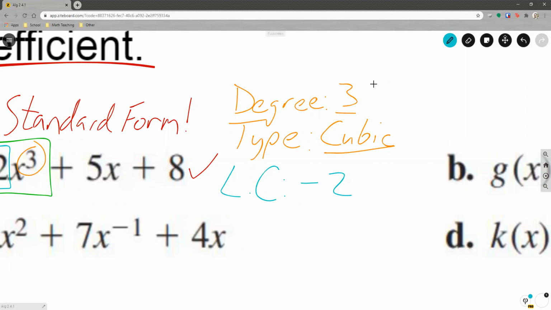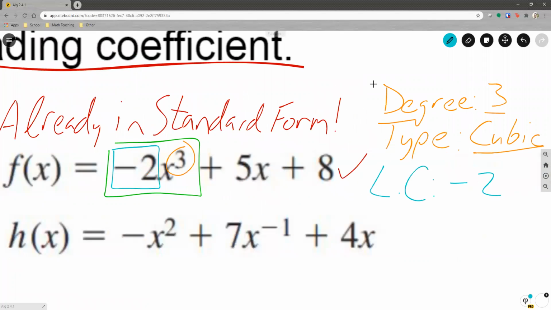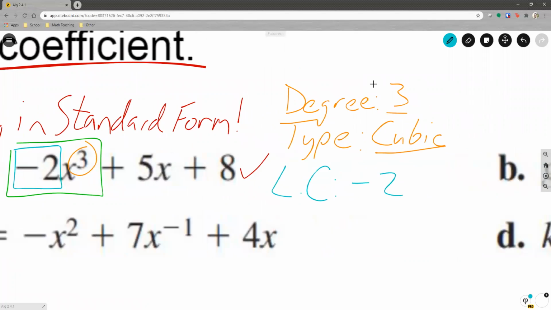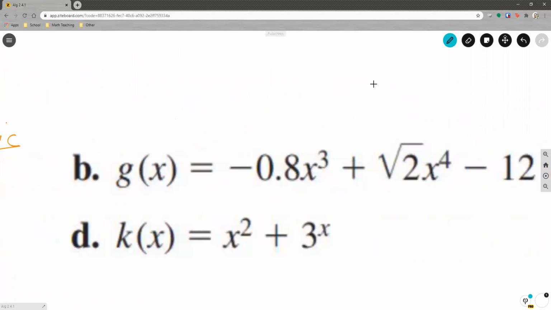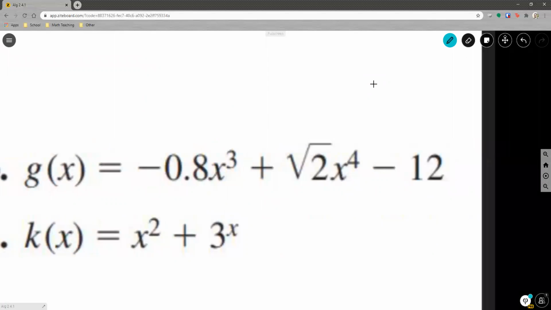I've got everything for this first function, f of x. Now the second one. The second one is g of x equals negative 0.8 x to the third plus the square root of 2 times x to the fourth minus 12. So again, I need to check to see if this is a polynomial. So I'm going to go through my exponents. I've got a third power, that checks out. Fourth power, that's fine. And I've got a constant. Yep, we have a polynomial.